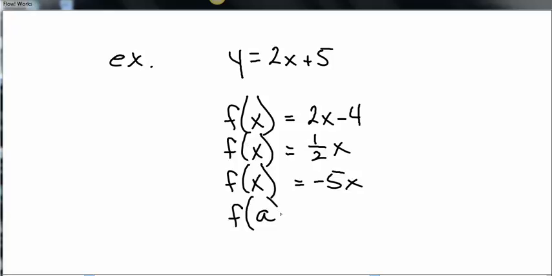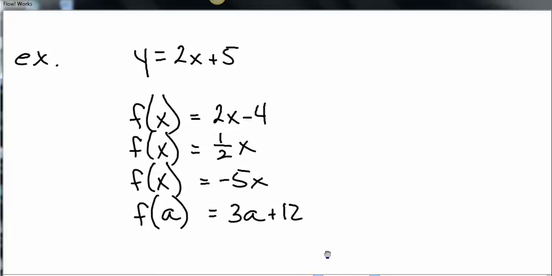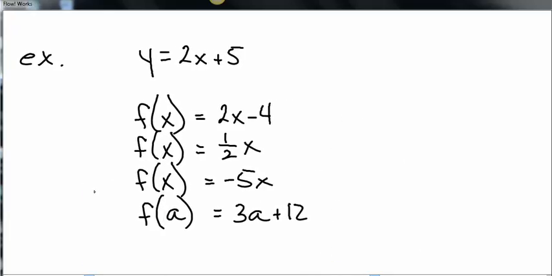You can change up the letters. You can have the function of a equals 3a plus 12. Now your a is your input value. It's on your horizontal axis. It's your domain. But instead of using the letter x, you can use the letter a. What other letter can you use? You can use any letter you want, can't you? You can have the function of m equal to 3m minus 15. These are all functions. It doesn't have to have an x in there to be a function.